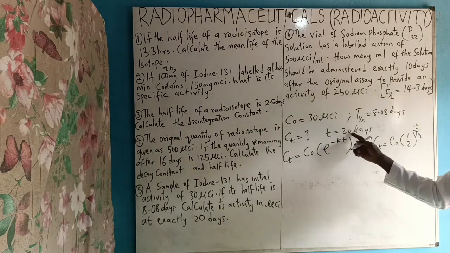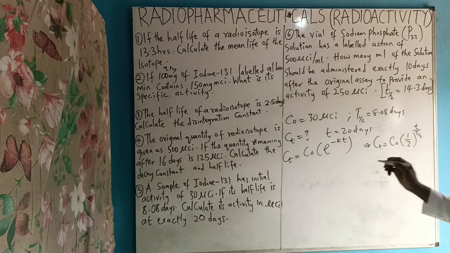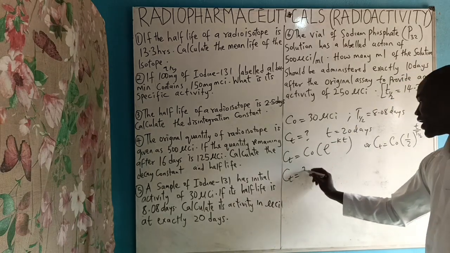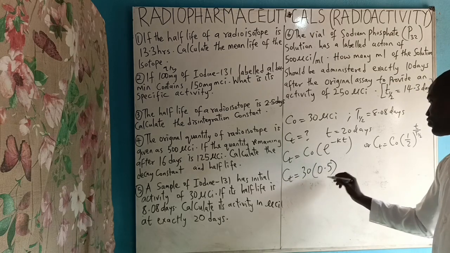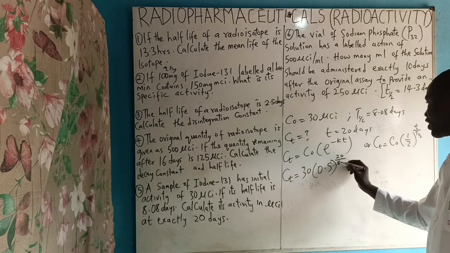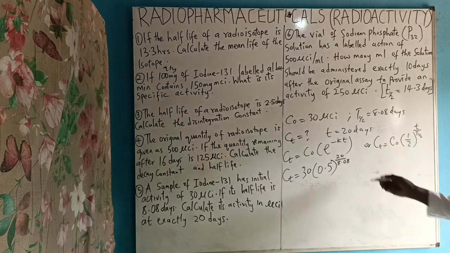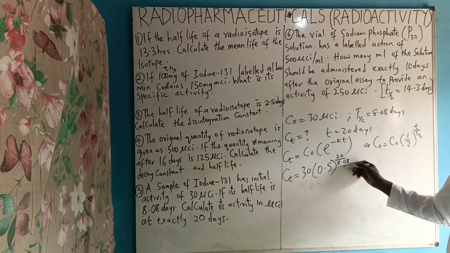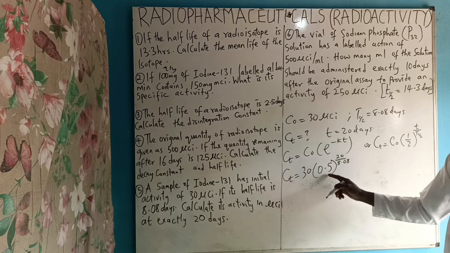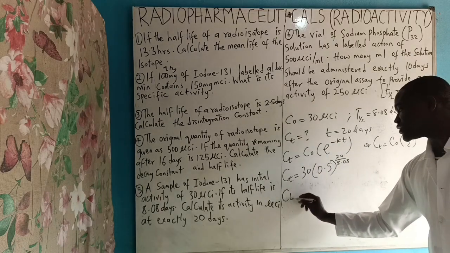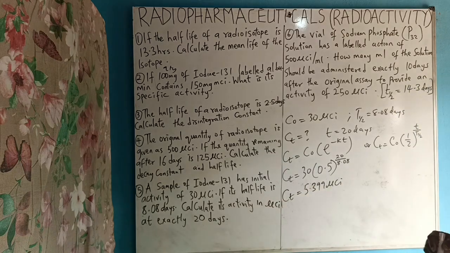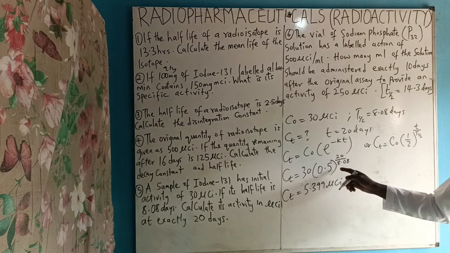Now, since they gave you the T, they gave you the half-life, you can use this one. You now say that your CT is equal to the initial, which is 30, bracket 0.5 raised to power. What is your small t? 20. And what is your half-life? 8.08. So what you do, you use your calculator and say 20 over 8.08. Whatever it gives you, you say 0.5 raised to power of that number, then times 30. Okay? So your CT will be equal to 5.399 microcurie. That is if you use this method.